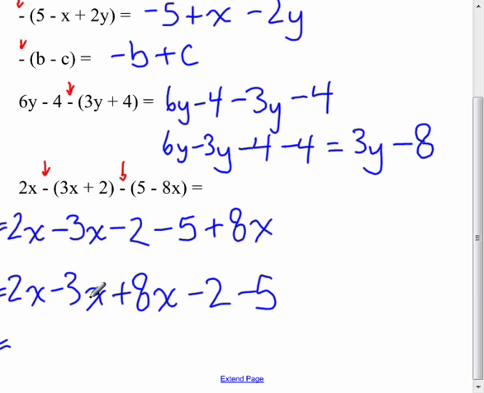2x minus 3x is a negative 1x. Negative 1x plus 8x is 7x. I can add those or subtract them because they're like. Negative 2 minus 5, negative 7. So there would be the correct answer for the simplification of that. Again, critical there, if there's a minus or a subtraction in front of a bracket, you have to change all of the signs in the bracket that follows.